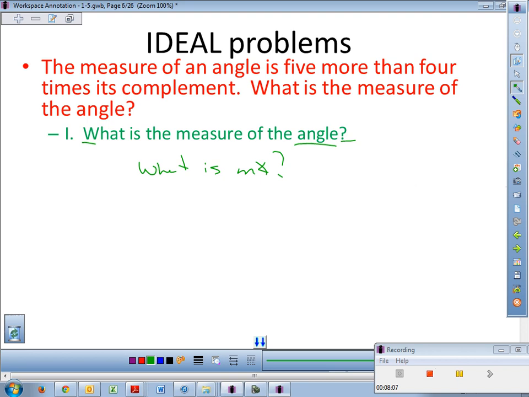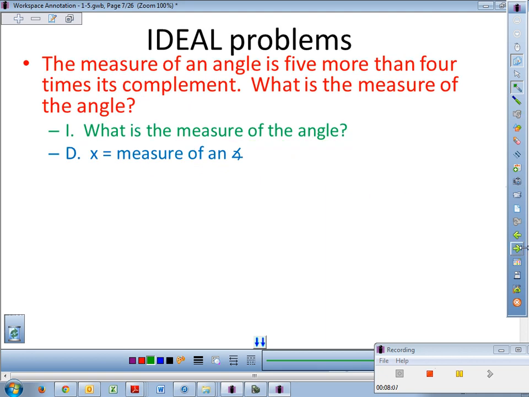D, we need to define what we know. Aren't they asking us for the measure of the angle? Correct? So do you know what the measure of the angle is right now? No. So let's make up a variable for it. What do you want to let that be? X. And now we can abbreviate if we want to. We will say D: X is the measure of an angle. I have absolutely no idea what the angle is. So we're going to say X is the measure of the angle, or an angle, whatever you want to say.